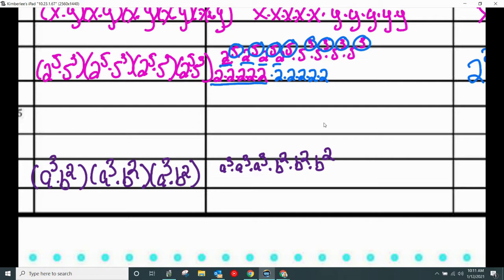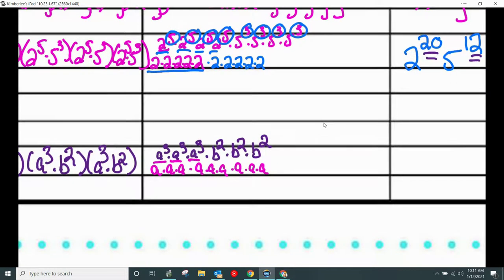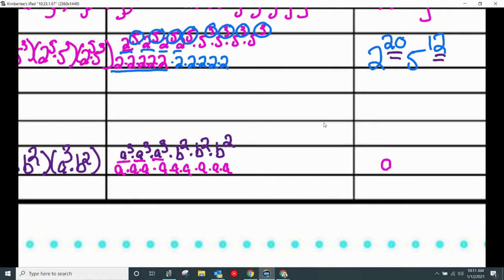Okay, I'm going to get a different color real quick. So I have a times a times a. That's this first piece. Now I'm going to do the second piece. That's another a times a times a. And now I'm going to do the third one. Well, that's 3 more a's. Okay, so there's all my a's. So I end up having a to what power? Well, I have 9 a's if I count them. Then I'm going to have b to some power. Well, I have b times b times b times b times b times b. So that's a total of 6 b's.